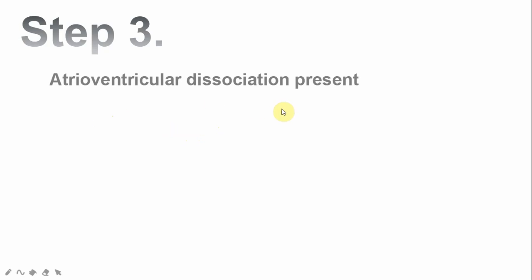Yes, so atrioventricular dissociation, again, you might find it quite often. And if you find a wide complex tachycardia, you look for the P wave. And if you find the P wave, probably this is going to be a VT rather than an SVT with aberrancy.